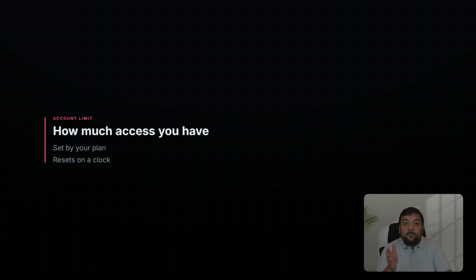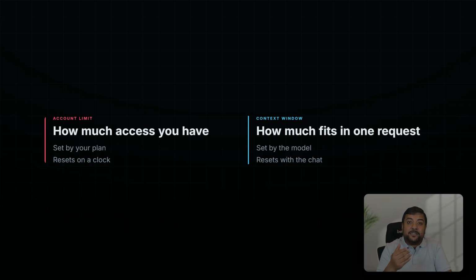So understand the difference very clearly. Your account limit controls how much access you have to a model or a service. Your context window controls how much information the model can work with inside one request or conversation. They are related to AI usage, but they are not the same problem.